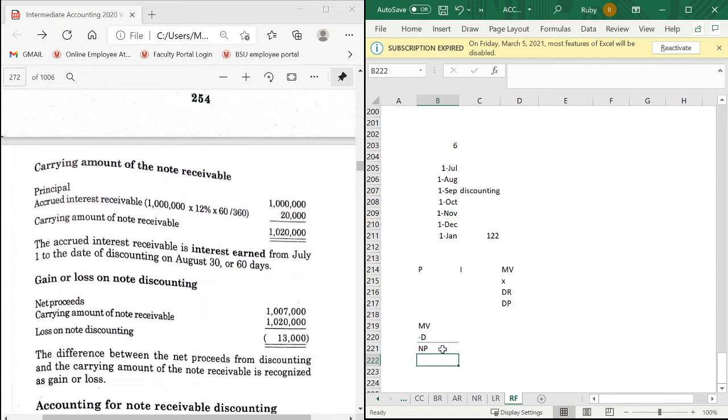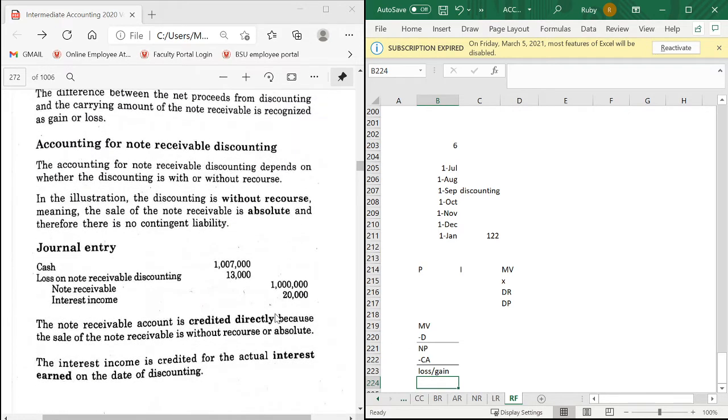So, yung net proceed minus carrying amount is equal to loss or gain. So, syempre, kung ang carrying amount mo ay mas malaki kumpara sa net proceeds na receive mo, loss ka. Pero kapag mas malaki yung net proceeds mo, ikaw ay gain. So, parang konting common sense na sa part na yon.